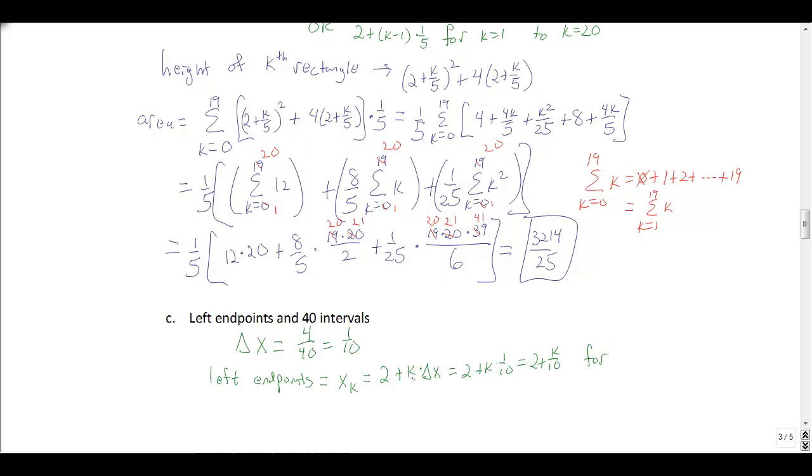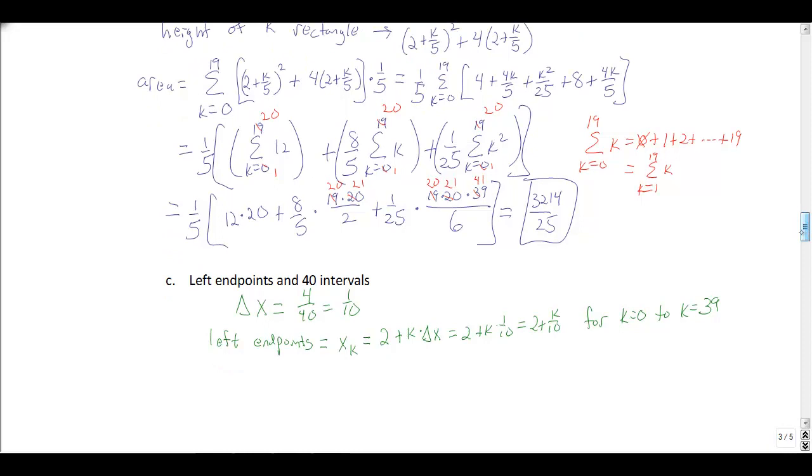And that's 4 we got to think about. On the left, we want the first one to be when k equals 0. We don't really want that plus delta x. So this is going to be from k equals 0 up to k equals the last one. Well, we want 40 in total. 0 to 39 would give us 40. So actually don't want to go to 40 of these. That'd put us at the right endpoint of the whole interval, which we don't want. There's our left endpoints.